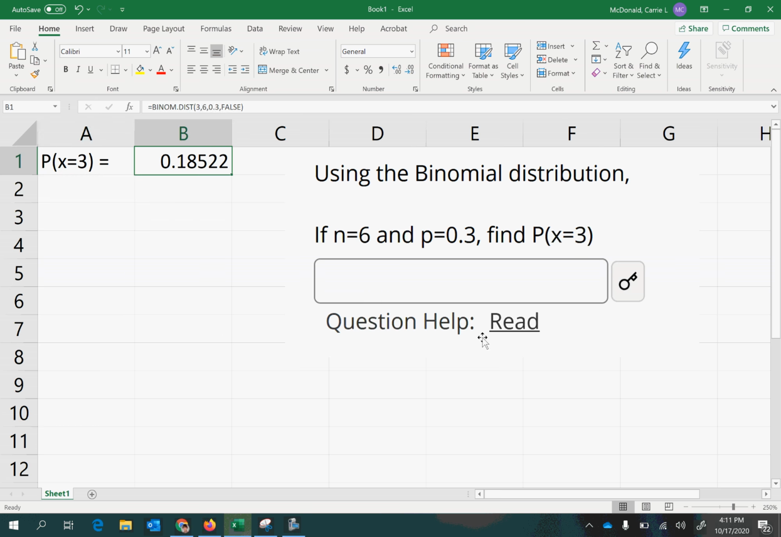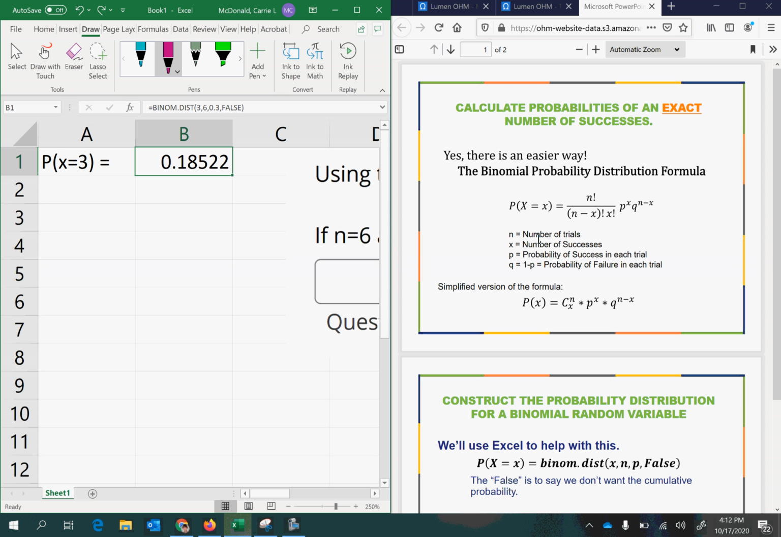Now it is important to get to know the binomial distribution formula by hand. So I do recommend carrying out the probability distribution formula on paper so that you can verify that your answer is correct and so that you can get used to how that formula works. So here I have the formula. Notice that n is the number of trials, x is the number of successes, p is the probability of success in each trial, and q is equal to 1 minus p, which is the probability of failure in each trial.